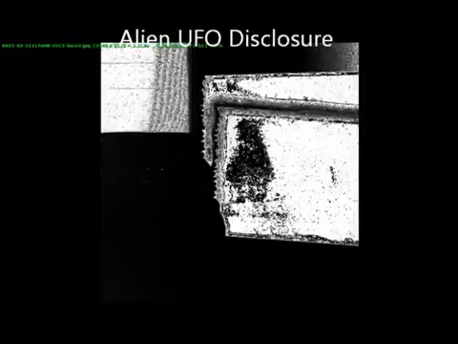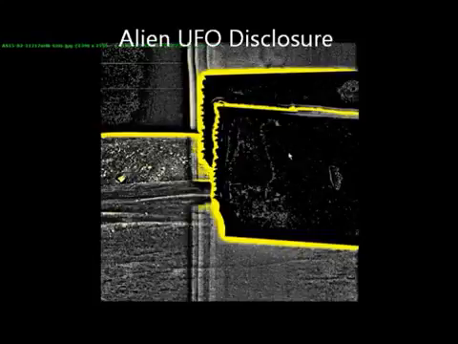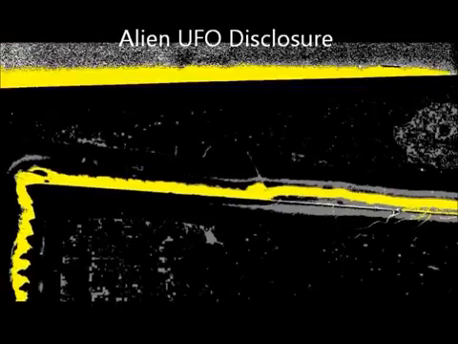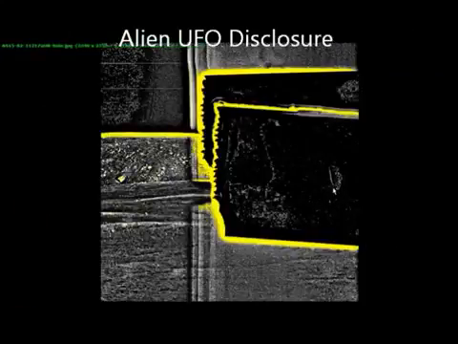Different contrast layers. You see contours here. There is an object here. There's definitely something which is now hidden by the sticky tape. There's also an object here. Something floating here.